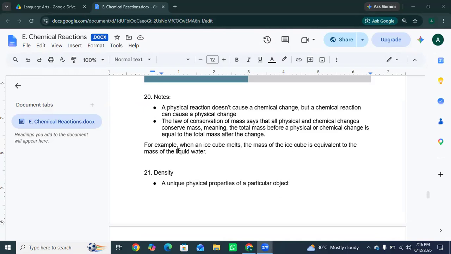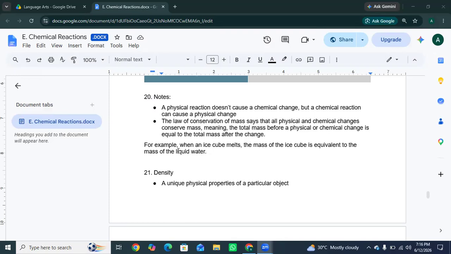So, a physical reaction does not cause a chemical change, but a chemical reaction can cause a physical change. The law of conservation of mass says that all physical and chemical changes conserve mass, meaning the total mass before a physical or chemical change is equal to the total mass after the change.